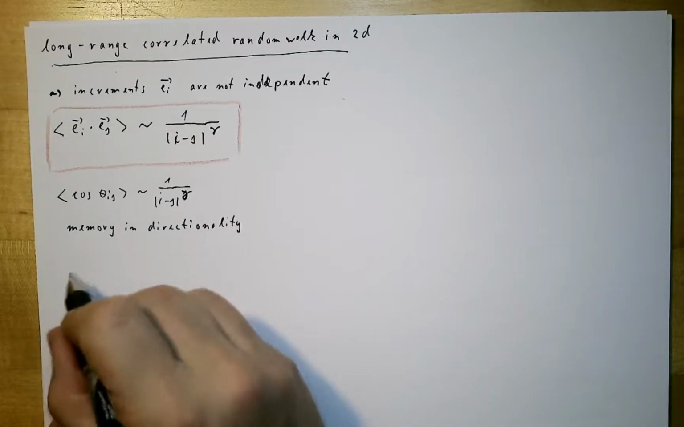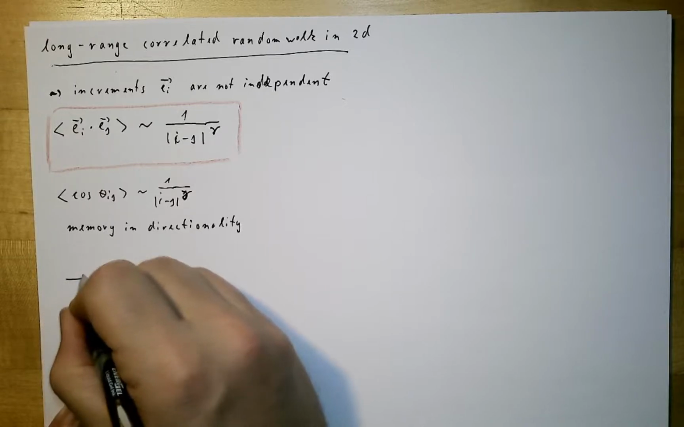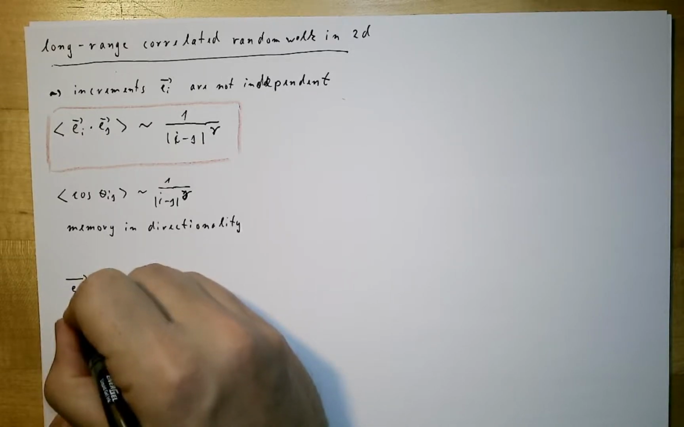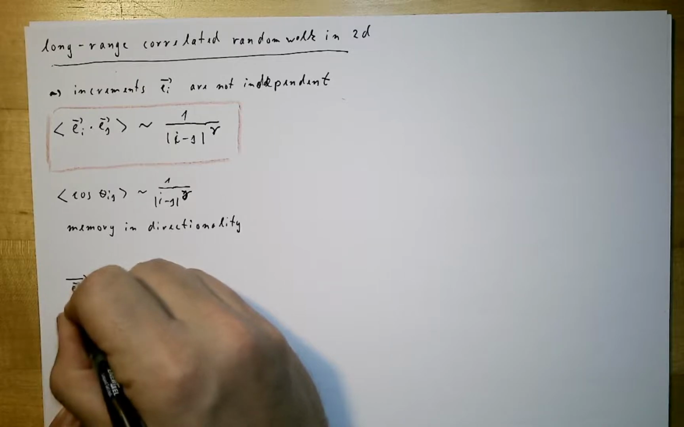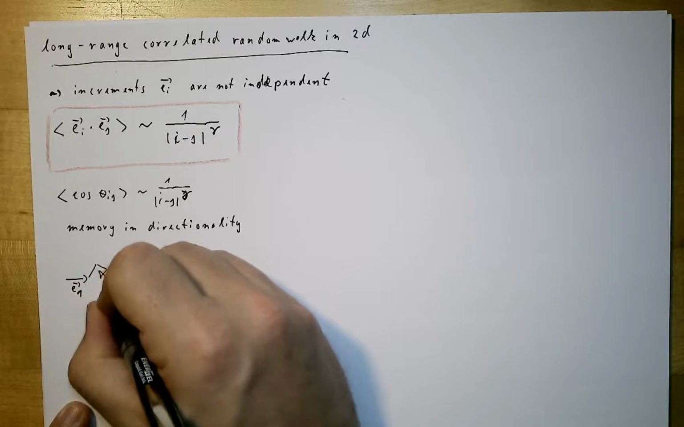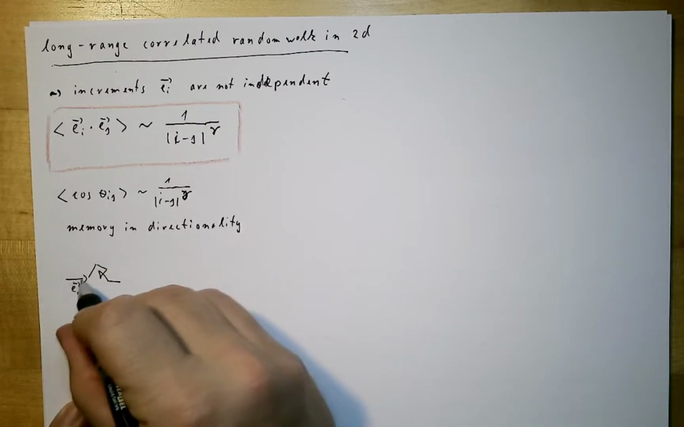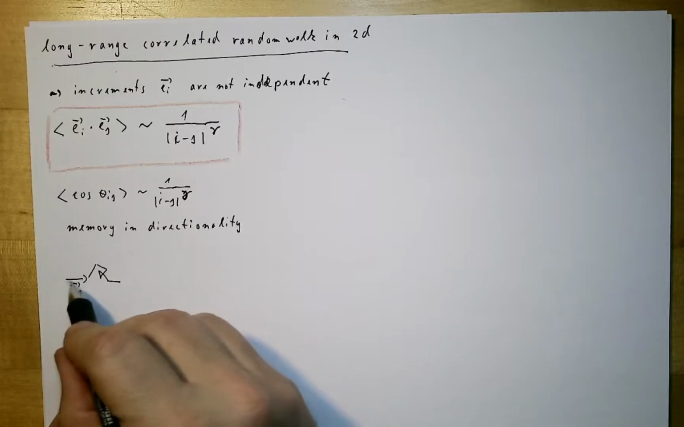So we have step lengths which now always have the same length, but let's say we started with a step in this direction. This would be E1, and then we make some random walk, whatever. But in every new step, the walker remembers the first direction.